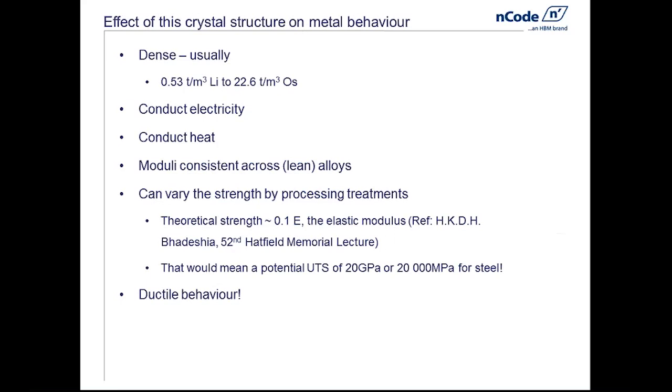Now, what is the effect of this crystal structure on metal behavior? Well, first and foremost, they're dense. I start with the example of lithium on the left, which is just over half a ton a cubic meter, or in old units, half a gram per cc. And it goes up to osmium, which is over 22 tons a cubic meter. They conduct electricity, they conduct heat, and, for example, the modulus is consistent across lean alloys. And when I say lean alloy, I'm talking about something that has a few percent of something else in it. And we can vary the strength enormously by processing treatments.